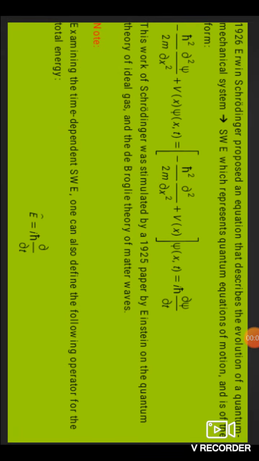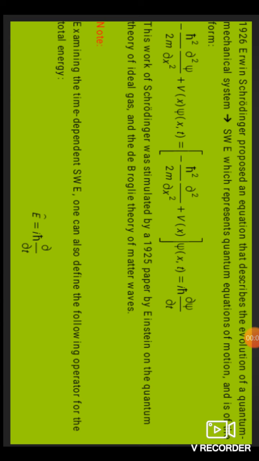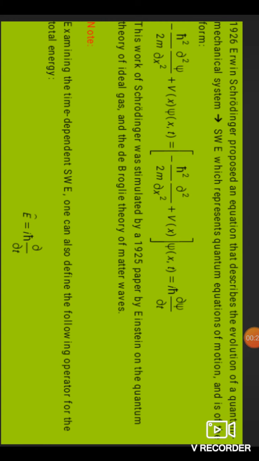Dear student, today we will talk about Schrodinger equations. So, what is the Schrodinger equation? The Schrodinger equation came into knowledge in 1926 when Erwin Schrodinger gave a new idea to develop quantum mechanics in the form of a wave equation.